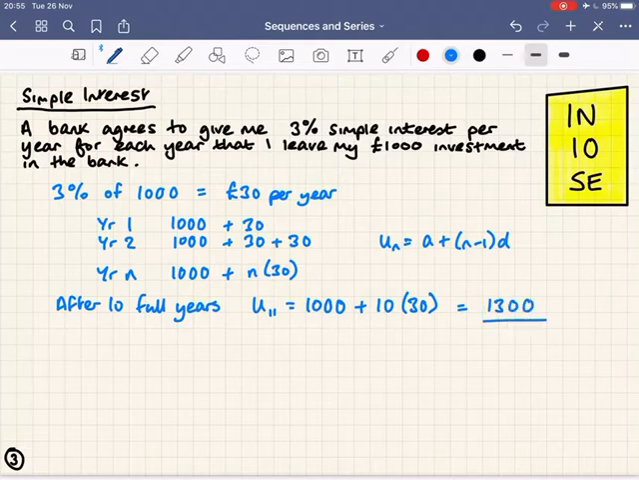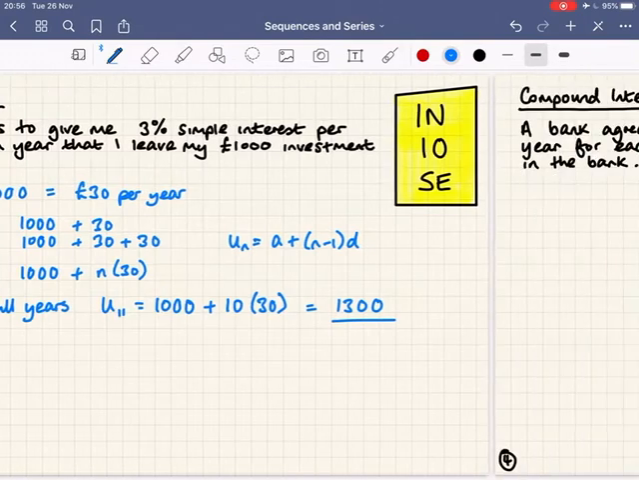Just be careful with what you use as your value of n here, because it can be a bit confusing, because a year has a beginning and an end, and in this case, the end of year 10 is effectively the beginning of year 11, so I have to set n to equal 11. That's simple interest, just getting the same amount every year.